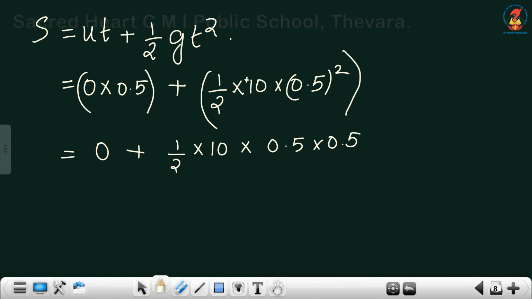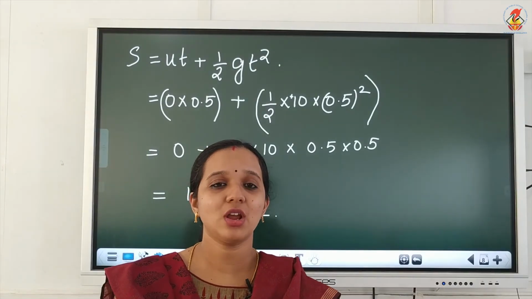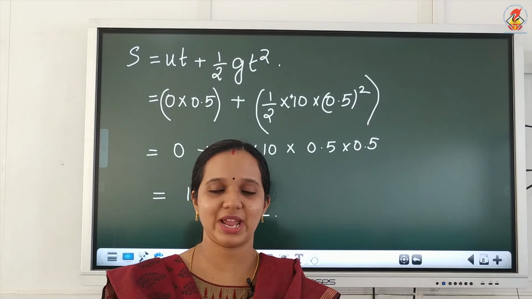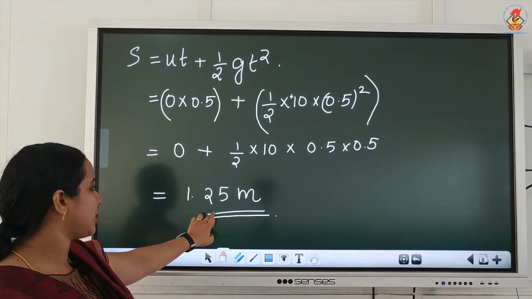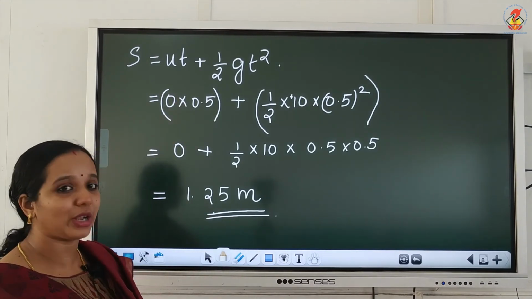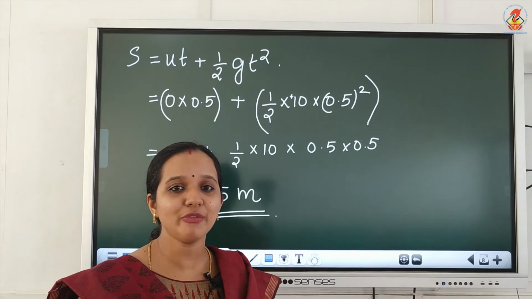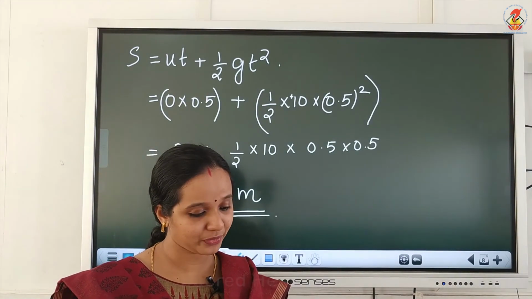On solving this, you will get the answer as s is equal to 1.25 meter. So, this is the height of the ledge from the ground, and you found it using the equation s is equal to ut plus half gt square. Hope the problem is clear.